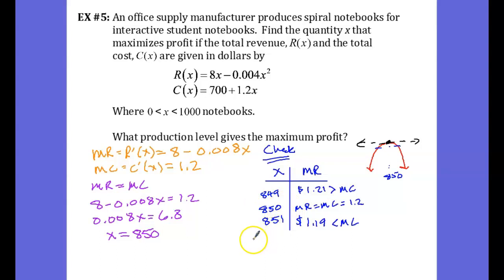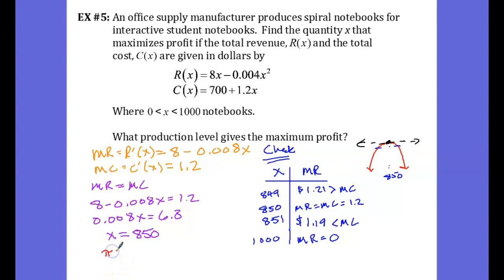But let's do one more check. Let's plug in that endpoint, 1,000. If we plug 1,000 into our marginal revenue function, what we find is that our marginal revenue is actually equal to 0, so that's not going to be it. So the next thing that we might want to think about is, what are these maximum profits going to be?